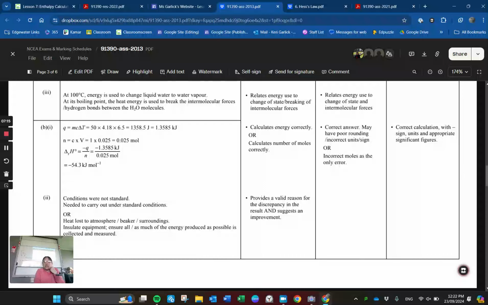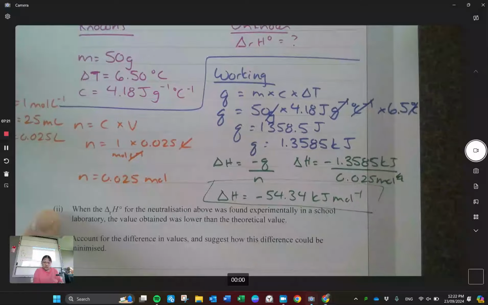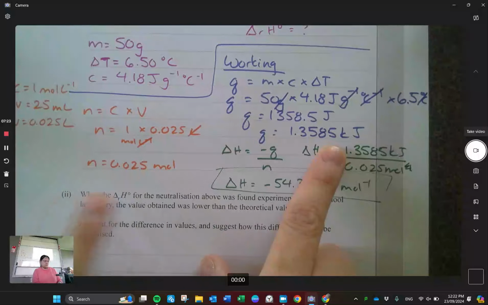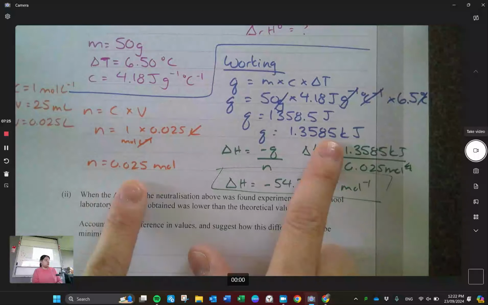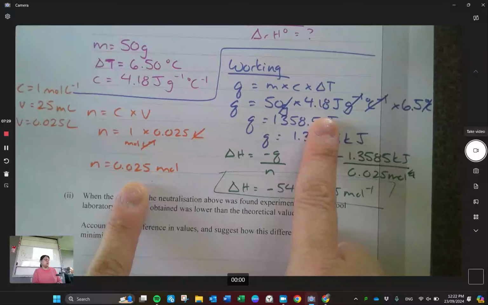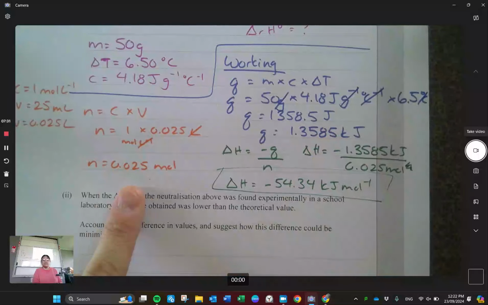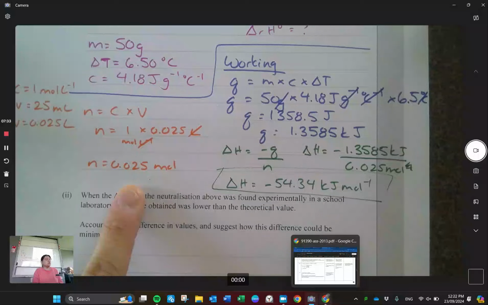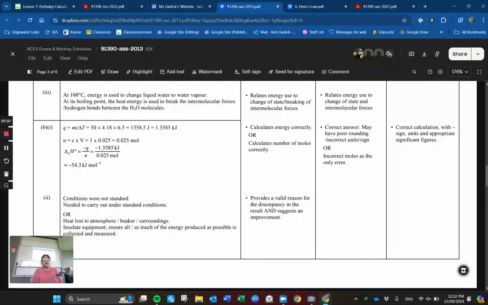So they rounded to 3 significant figures. All right, calculates energy correctly or calculates the number of moles correctly. So what that means is you've done one of these 2 equations. So this is calculate the energy, this is calculate the moles. So one of these 2, because these are both 2 different halves, that is the achieved. So give it a go, work your way through it. Show all your working, don't just write down a final answer. Because the working can mean that you save yourself a merit or an achieved if you make a mistake.